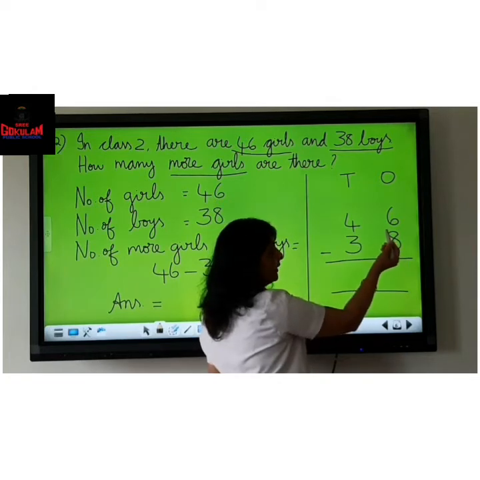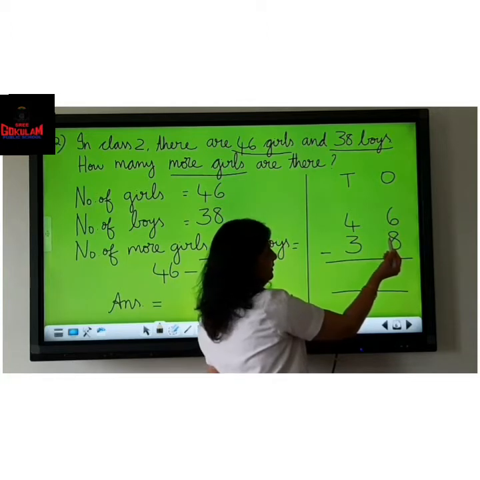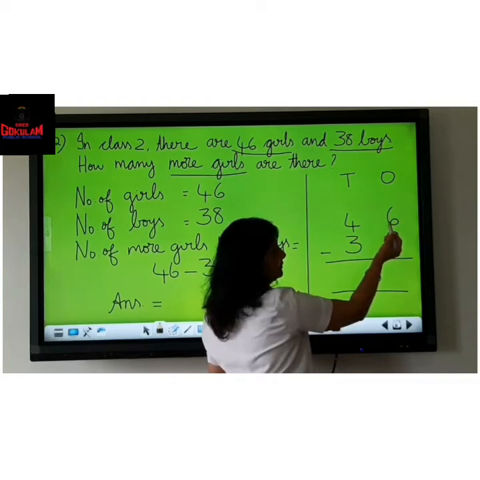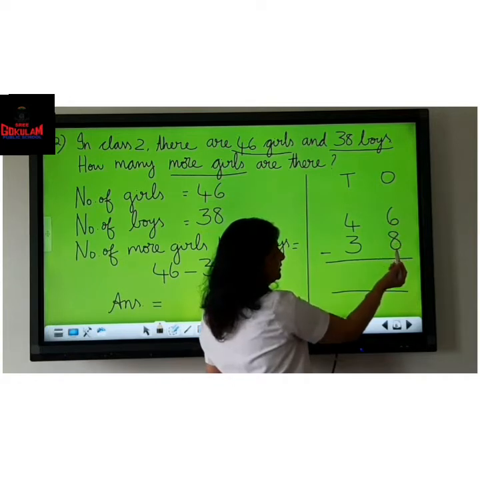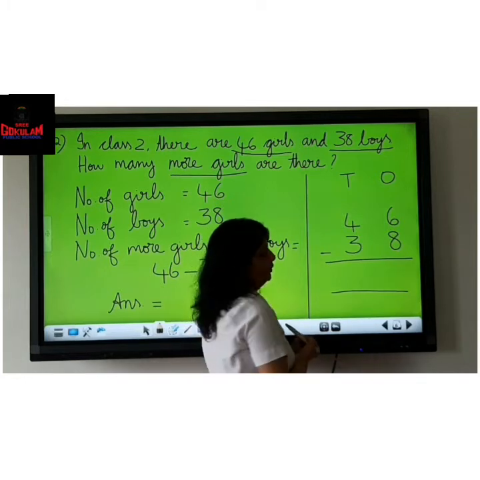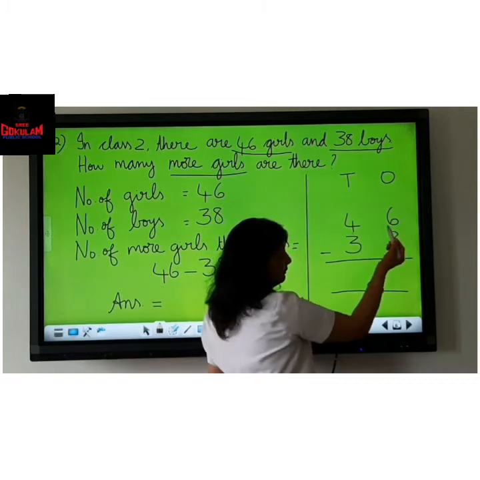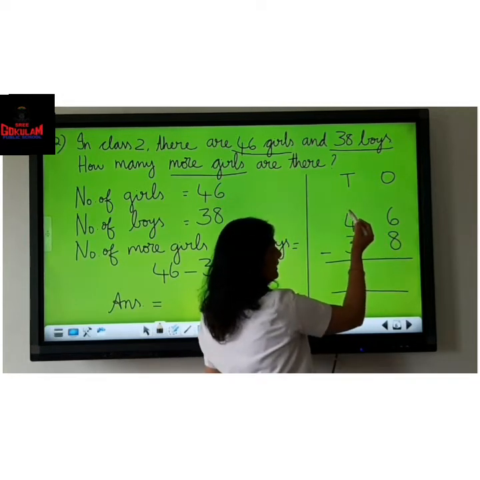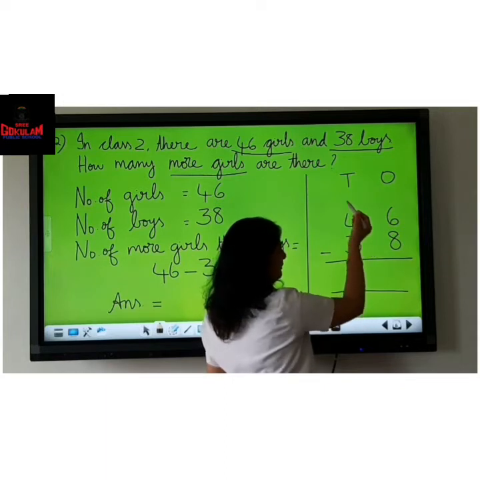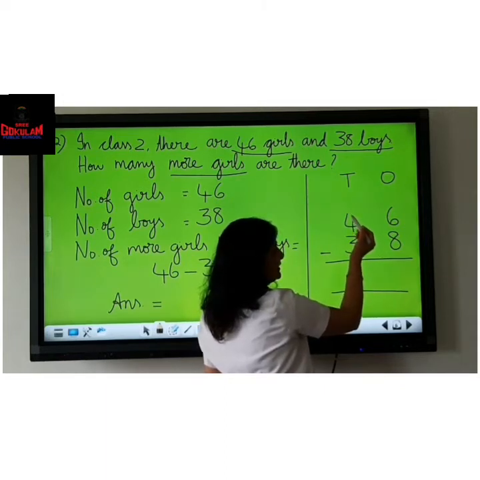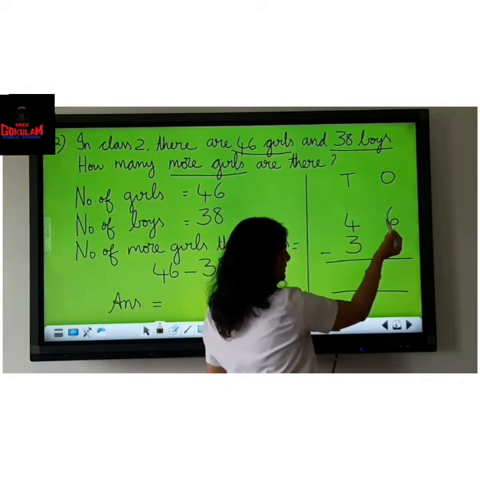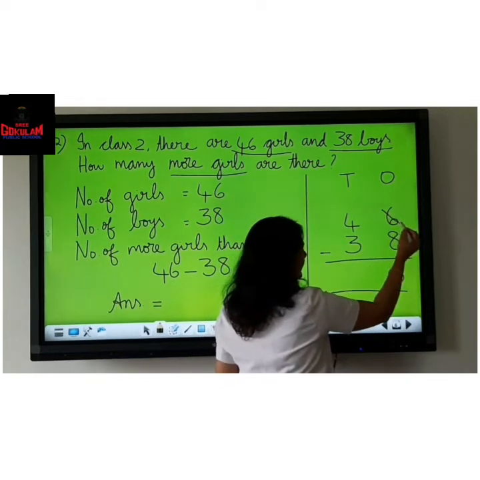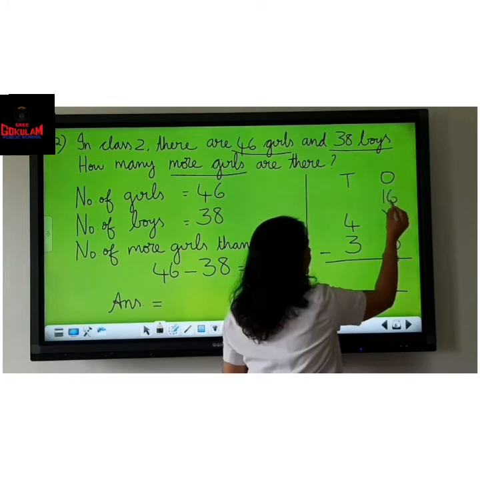And keep in mind, you can subtract a small number from a big number. So, here it is small, here it is big. Can we subtract a big number from a small number? No, we can subtract a small number from a big number only. So, we have to borrow from the tens place. Borrow 1 ten from the tens place. 1 ten means 10 ones. So, 10 ones plus 6 ones is 16 ones.